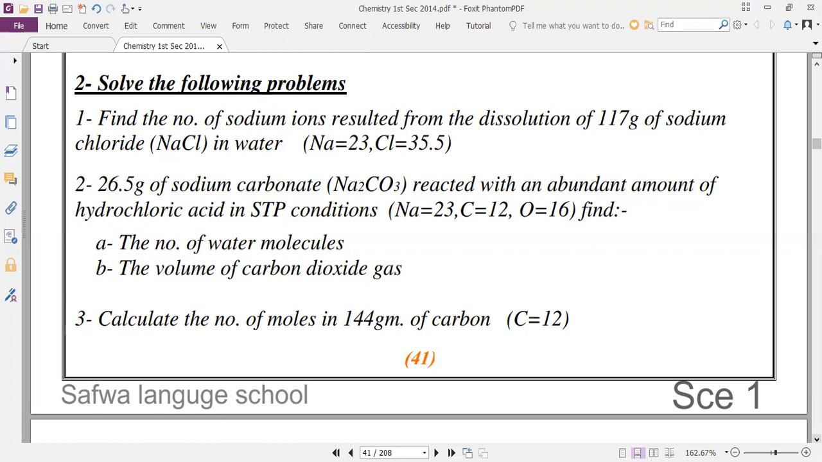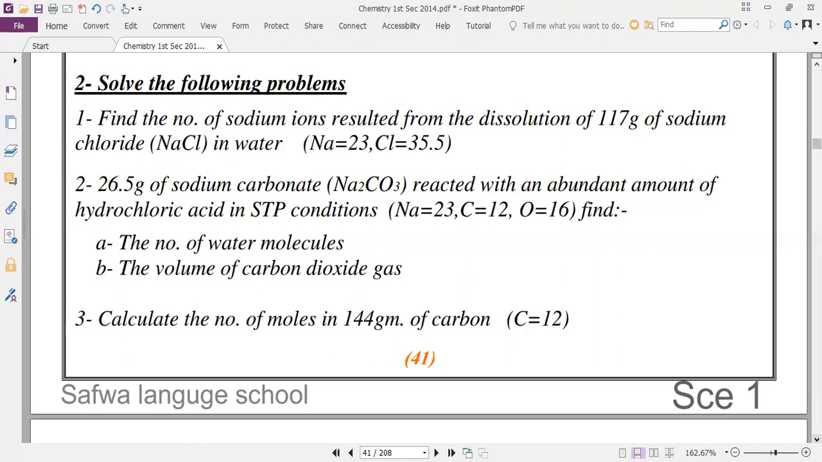Question number 2. Okay, 26.5 gram of sodium carbonate. So we have the mass of sodium carbonate, right? So the first step is to calculate the molar mass of sodium carbonate. Okay? So the molar mass of sodium carbonate equals what? Try to calculate it.